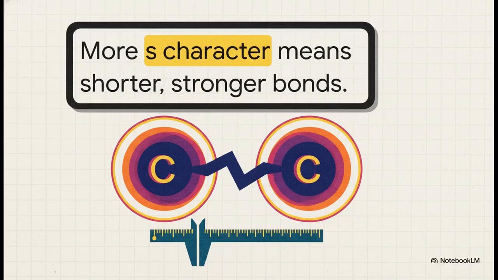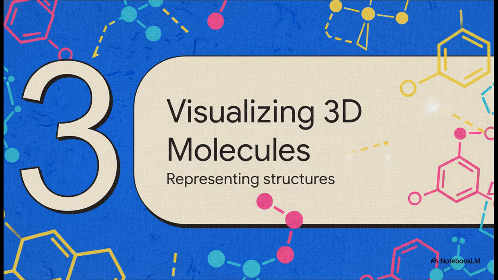Okay, so what does that s character actually do? Well, an s orbital is physically closer to the atom's nucleus. So when a hybrid orbital has a greater s character, like the 50% we just talked about in an sp hybrid, compared to just 25% in an sp3 hybrid, those electrons are pulled much closer to the nucleus. This results in shorter, much stronger bonds, and it actually increases the electronegativity of that specific carbon atom. It's a perfect example of how the geometry at the micro level directly dictates the physical properties and shape of the entire compound.